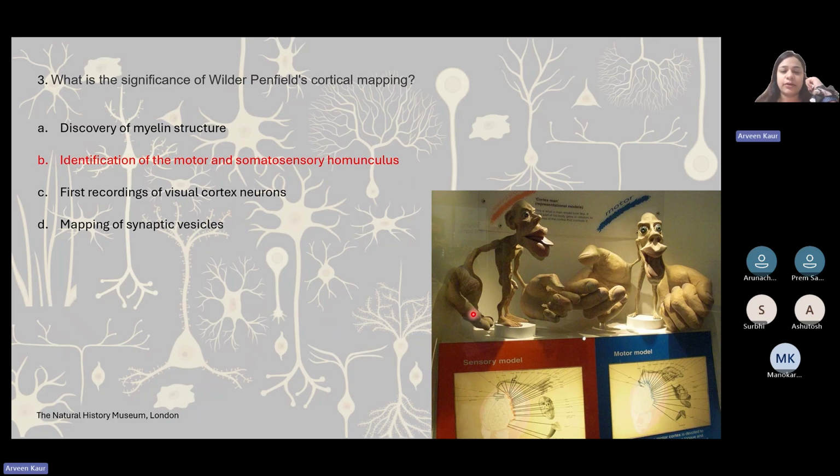In brief, if we talk about this, this is the sensory model, the somatosensory homunculus. This is the motor homunculus. So these are the models that were built from the data acquired by Wilder Penfield, and currently these are housed in the Natural History Museum, London.